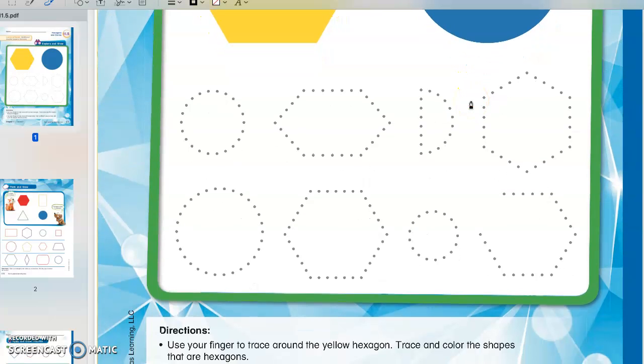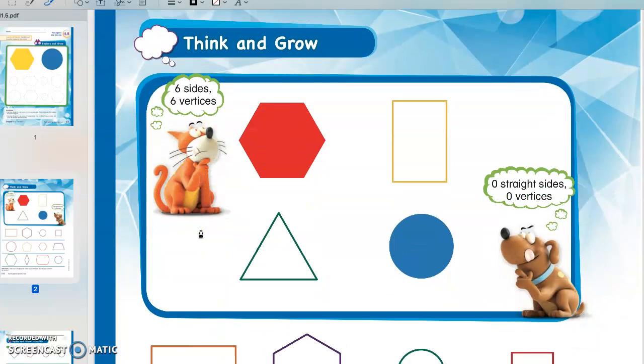The shapes that are not a hexagon and not a circle should be left blank. So like this shape right here, that is kind of a half circle, you should just leave blank. Then you may go to the next page.